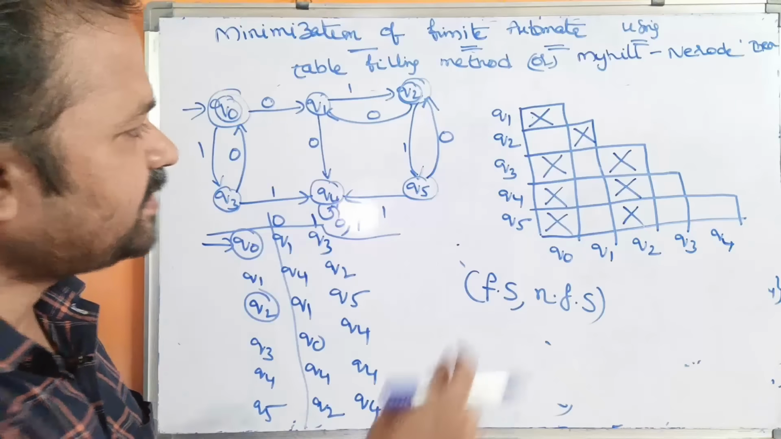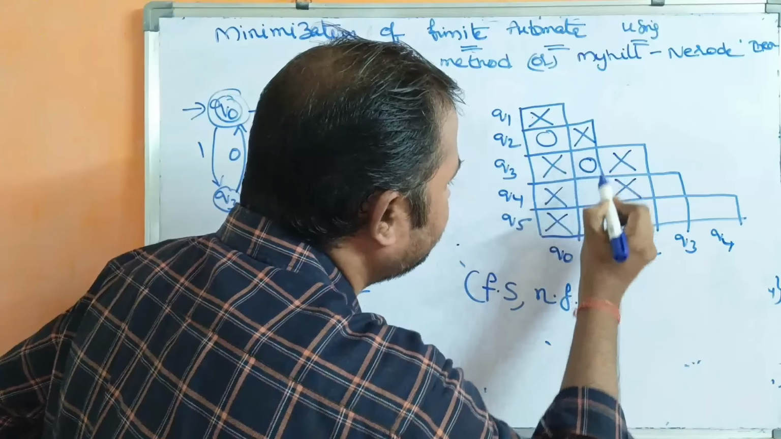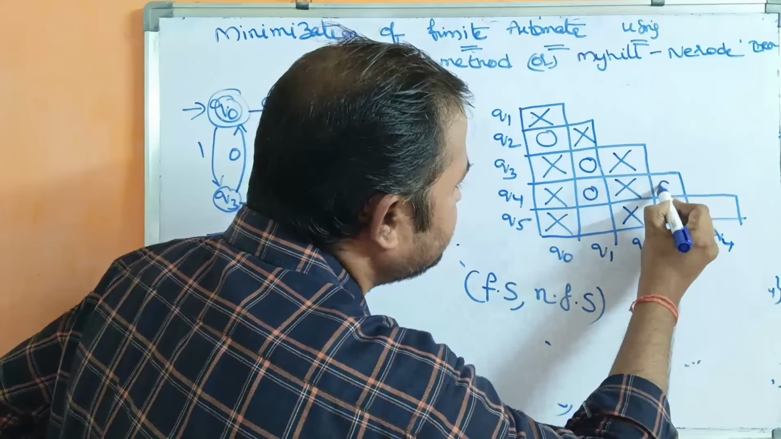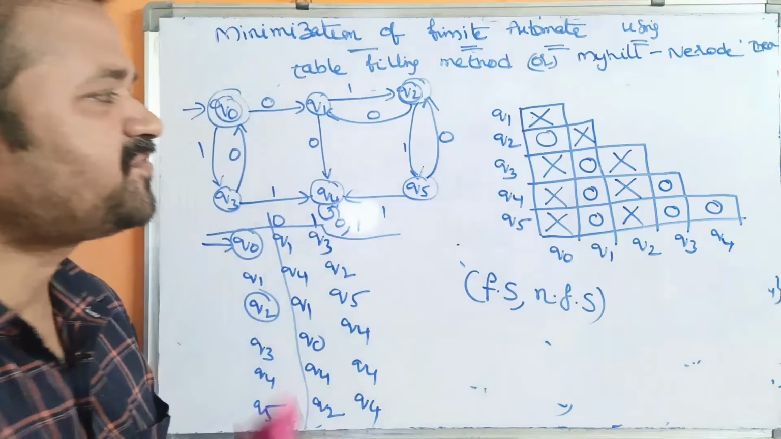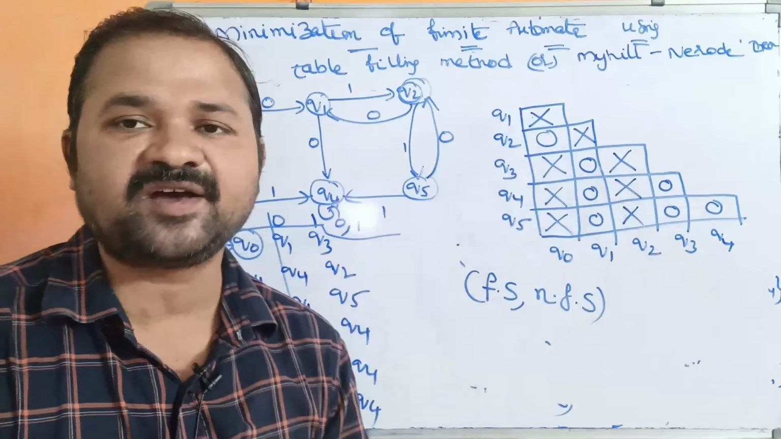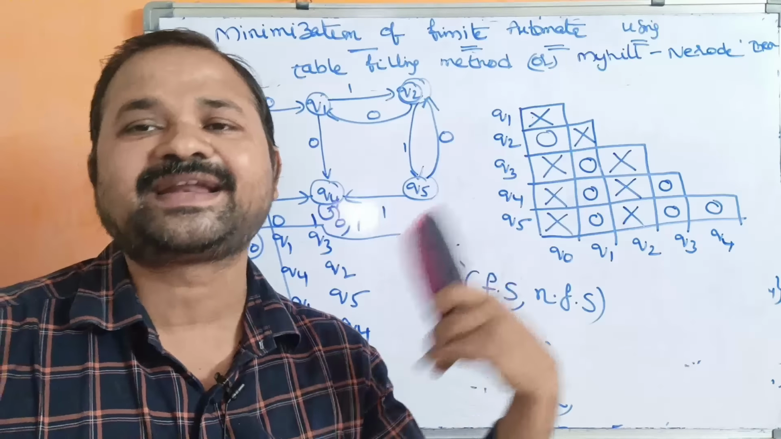So here, what are the boxes that are unmarked? The first one is this one. Next we have this pair, this pair, this pair, this pair. Now we have to check whether marking these pairs is possible or not. For that purpose, we simply have to apply transitions.